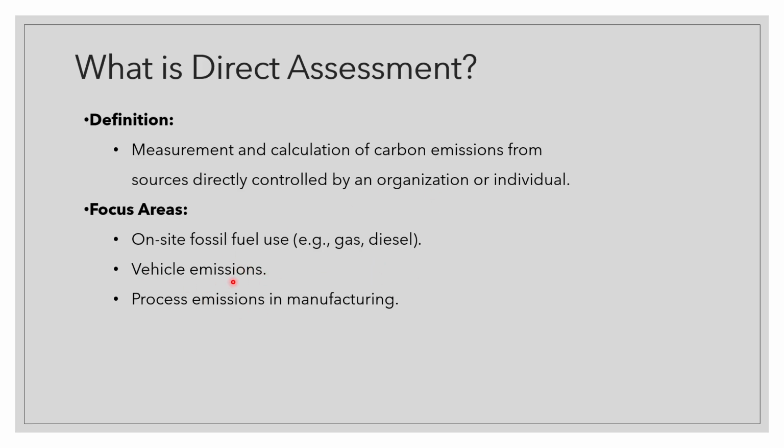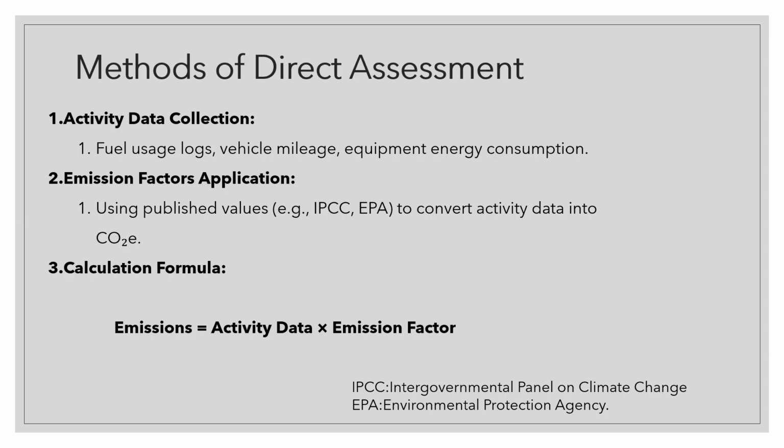Vehicle emissions through vehicles. Fossil fuels are all the gases and liquids used in the automobile industry and for all purposes, so vehicle emission is the same thing. And process emission in manufacturing, for preparing or producing something. There are a lot of processes or steps taking place, so emission in each and every step is taken as direct emission. Methods of direct assessment: direct assessment is easy to calculate and also very accurate, because it is under the control of the individual or the organization. We'll see step by step what the process for direct assessment is.